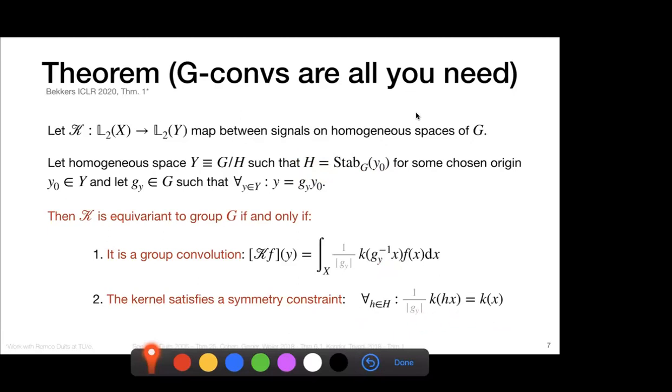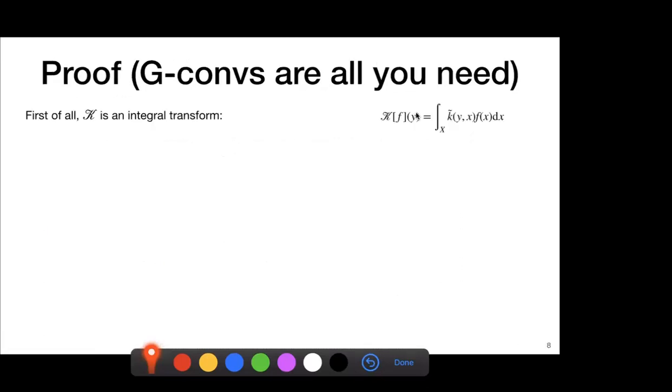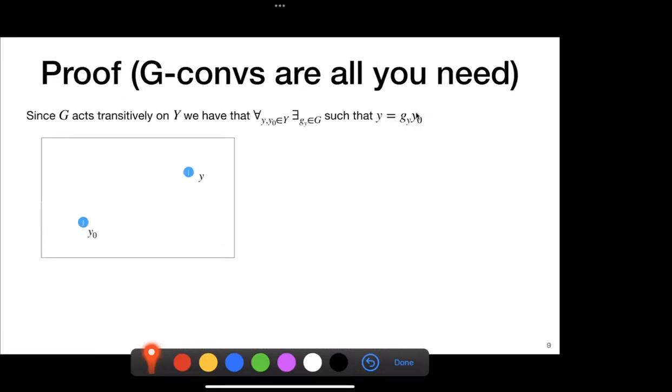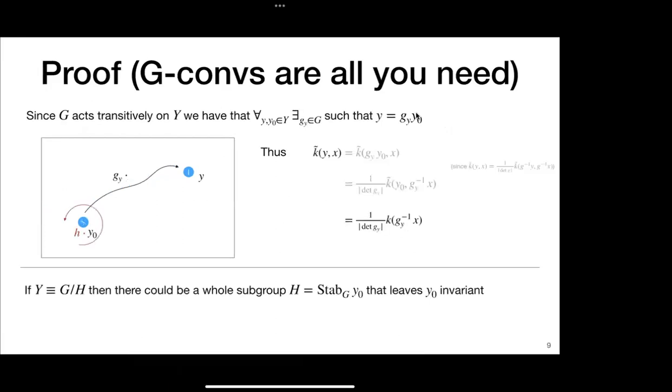So that says if you want to be linear and equivariant, then these are the things that you need to satisfy. Then it follows that it's a convolution operator. And if I do not want to do this lifting convolution, well, then the price you pay is that you have to put a constraint on your kernel. So I go over this proof step by step.